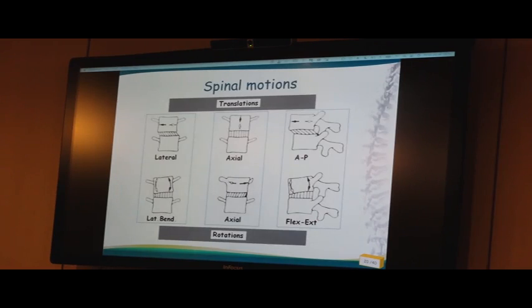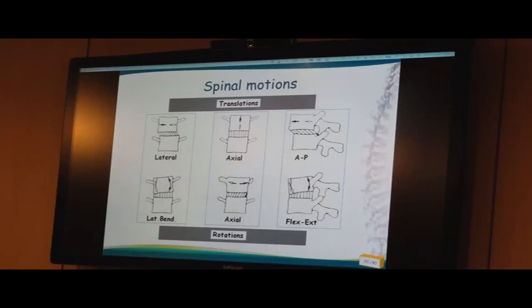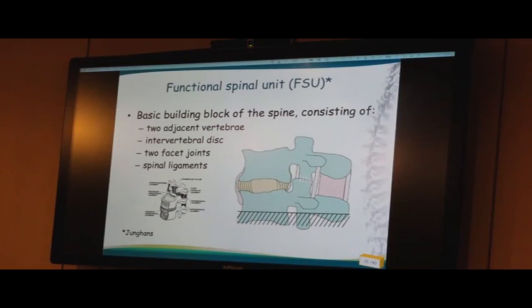As you see from the anterior side, we have lateral translation, lateral bending, axial translation, compression or tensile strength, and axial rotation. And we have AP translation and flexion extension. All of that are spinal movements.